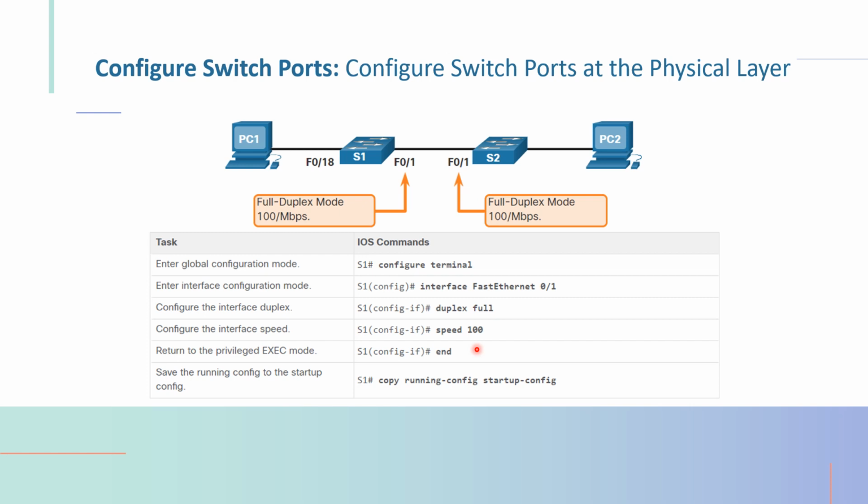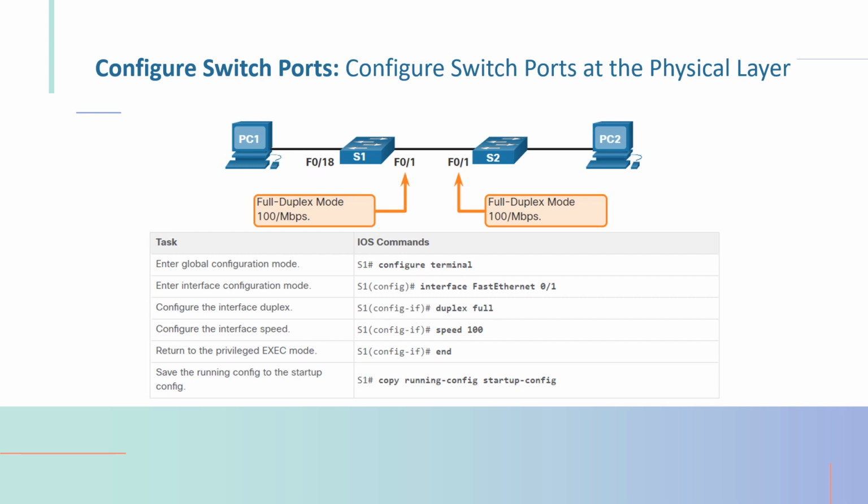Then you have to return to privileged access mode, which means you have to change level by using the end command. And when you are at the privileged access mode, you have to save your running configuration to the startup config. The same will be done for switch 2.